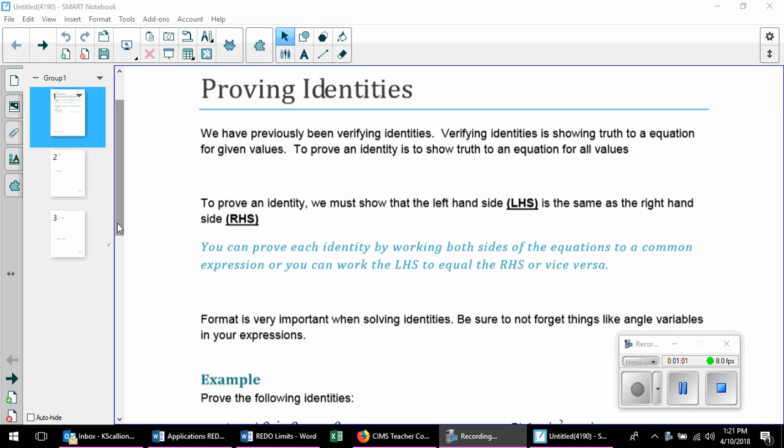Okay, so you can prove an identity by working both sides of the equation. Sometimes you only have to do one side. Sometimes you have to work both. So that you get it down so that the left-hand side of the equation equals the right-hand side of the equation. They look exactly alike. Like I said, you got to be very specific.